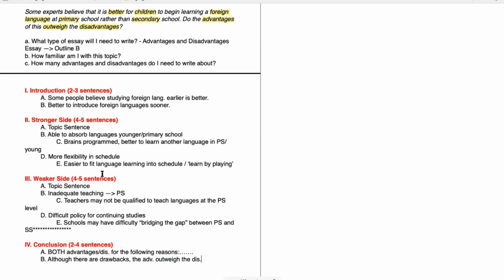This is basically my idea. See how the stronger side will discuss the mental capacity and the flexibility in schedules in primary schools. The disadvantages will talk about potential weaknesses in school policy and also potential weaknesses in teaching. This is just something that I had to think up to make my essay complete. All right, so without further ado, let's start writing.